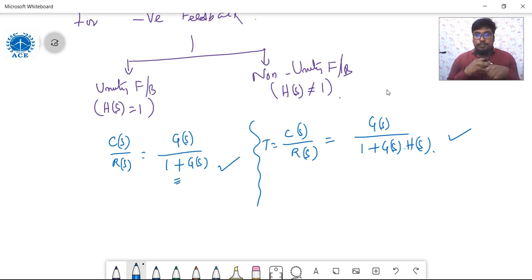In the next class we will move to the order of the systems: how to calculate the order of the system and the type of the system. Then we will move to the block diagram reduction technique, so minimizing the blocks of all components and finding the transfer function of the given system. Okay, thank you.